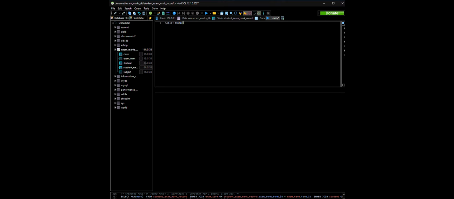So we can round the mark from the student exam mark record. Then we need to inner join exam term on the student exam mark record dot exam term underscore exam term ID. Alright, so our condition is going to be where term name is equal to first term.